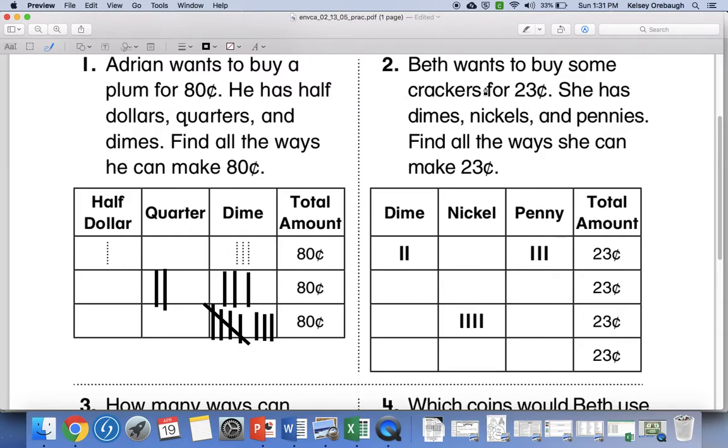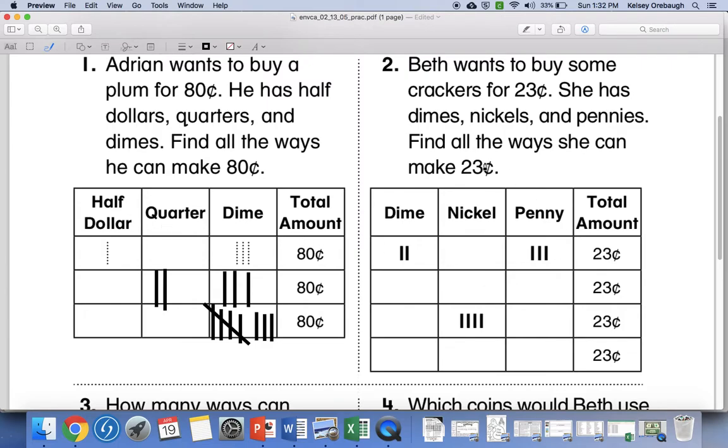Number 2, Beth wants to buy some crackers for 23 cents. She has dimes, nickels, and pennies. Find all the ways she can make 23 cents. So this one's a little different. We have some different coins here. We have a penny and a nickel instead of a half dollar and quarter.